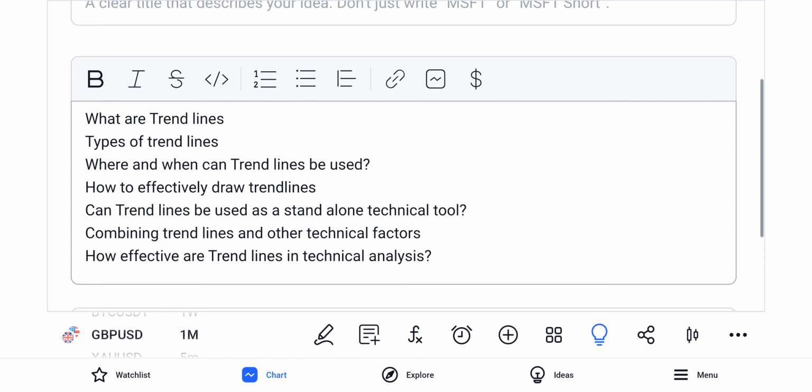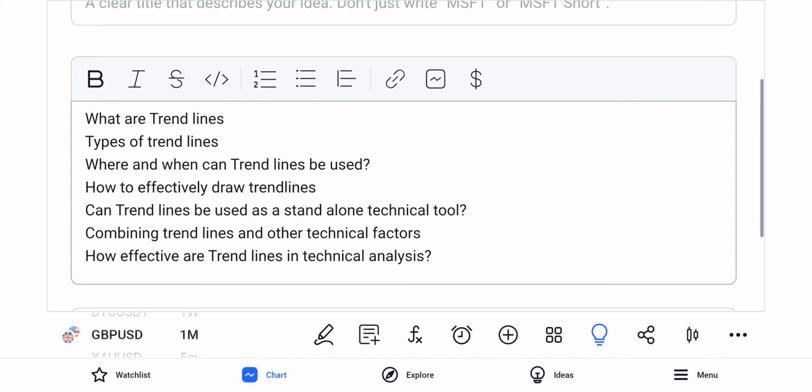We are going to talk about the types of trend lines. We are also going to talk about where and when trend lines can be used. We are going to talk about how to effectively draw trend lines, and we are also going to talk about whether trend lines can be used as a standalone technical tool, and we are going to see how we can combine trend lines with other technical factors to make better trading decisions and to increase our profitability in the forex market or any financial market that you wish to trade.